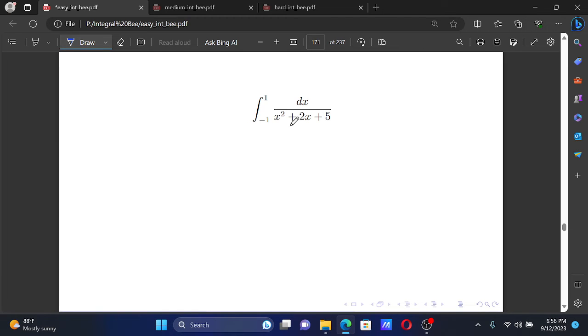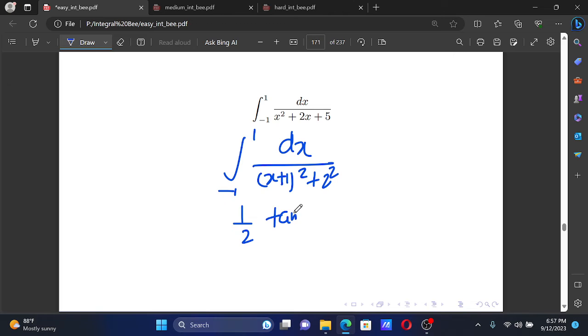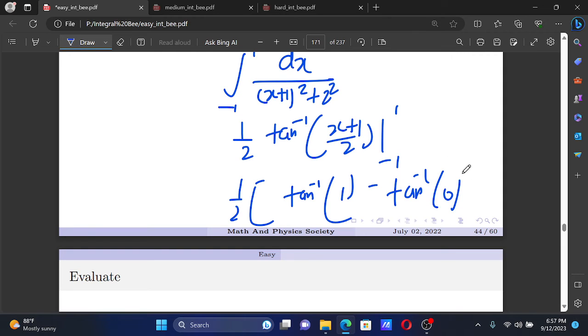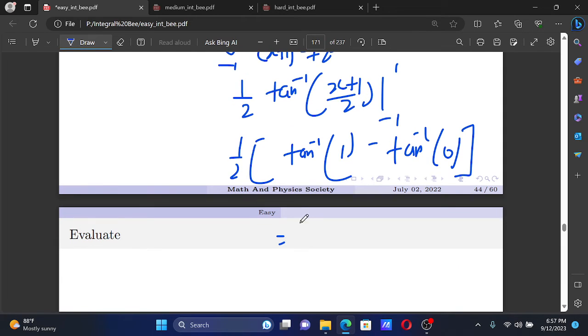And for this one, you can just use some high school maths, nothing more. dx by (x plus 1) whole square plus 2 square. So that's 1 by 2 tan inverse of (x plus 1) by 2, from minus 1 to 1. So that's 1 by 2 tan inverse 2 by 2 is 1, minus tan inverse 0. So tan inverse 1 is pi by 4, and here's 1 by 2, so that's pi by 8.